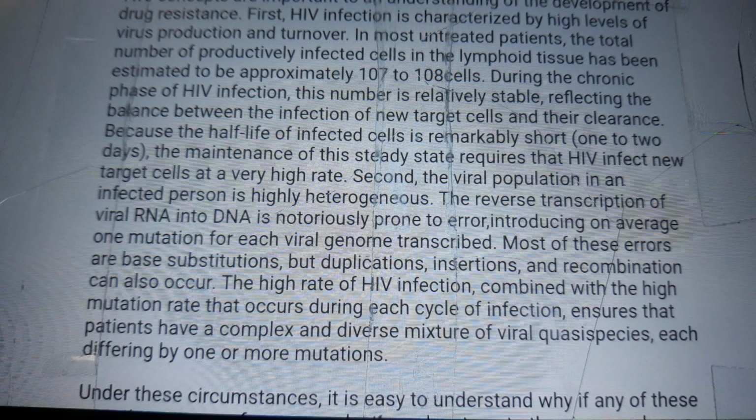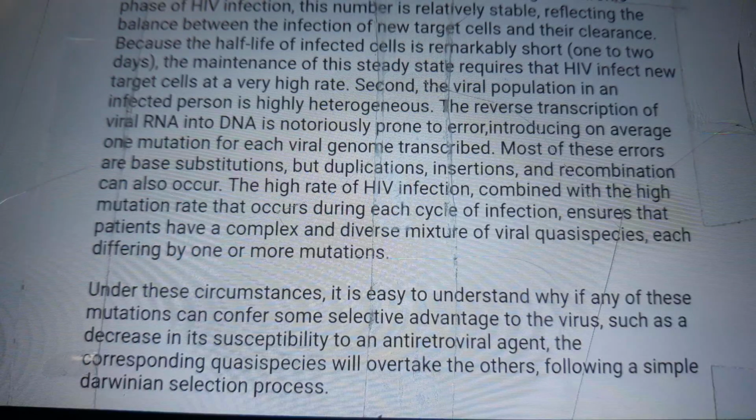In most untreated patients, the total number of productively infected cells in their lymphoid tissue has been estimated to be approximately 10^7 to 10^8 cells. During the chronic phase of HIV infection, this number is relatively stable, reflecting the balance between the infection of new target cells and their clearance. Because the half-life of infected cells is remarkably short, 1 or 2 days, the maintenance of this steady state requires that HIV infect new target cells at a very high rate.